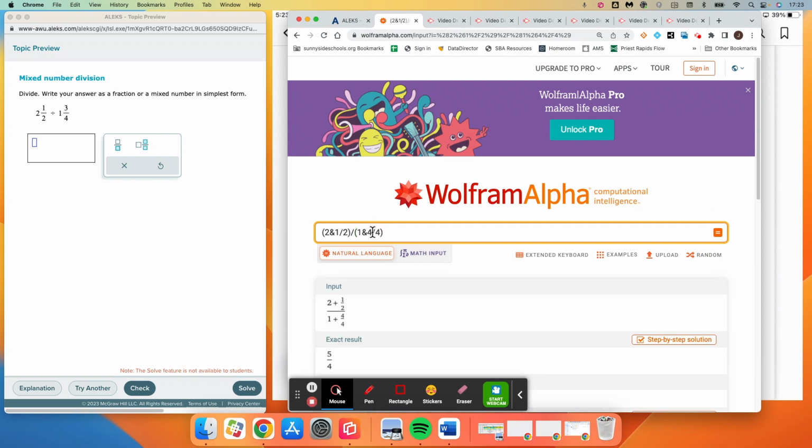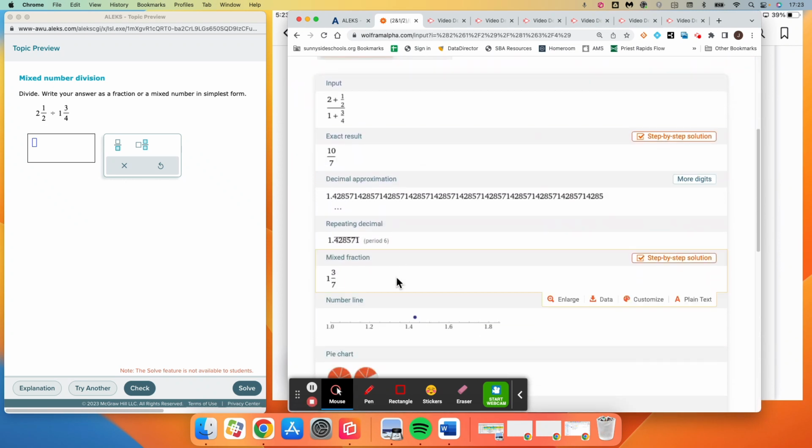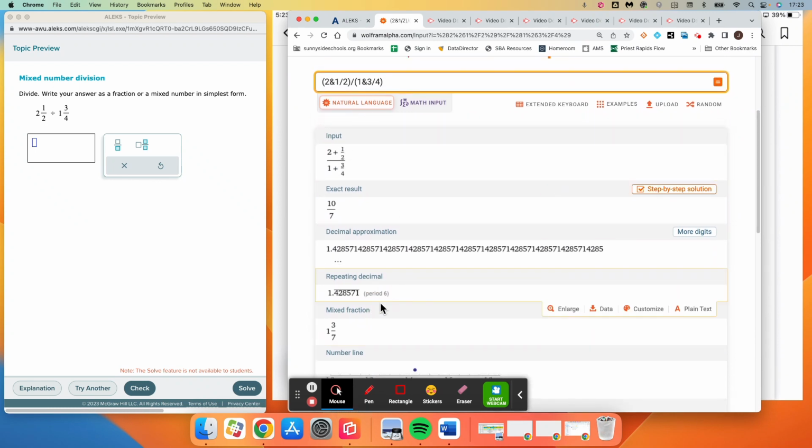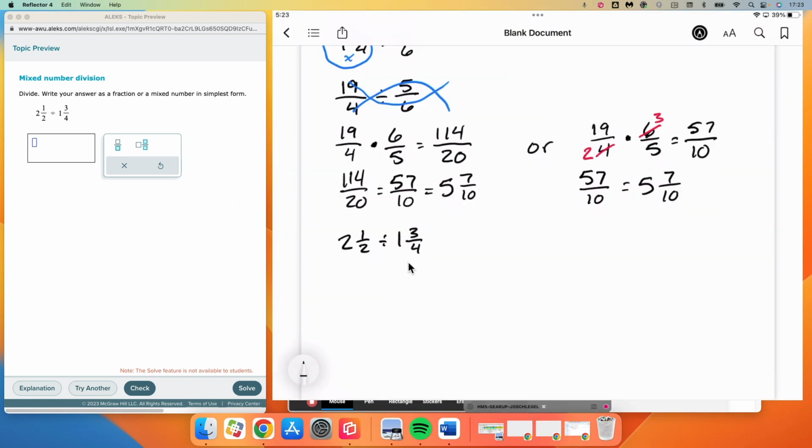Oops, I accidentally typed 4/4. Remember, always check your input. That says 4/4 should say 3/4. I made a typo. So our result should be 1 and 3 over 7. But this is how I would put something like this into Wolfram to help me check my work or help me do things a little bit faster. Let's go ahead and do it by hand.